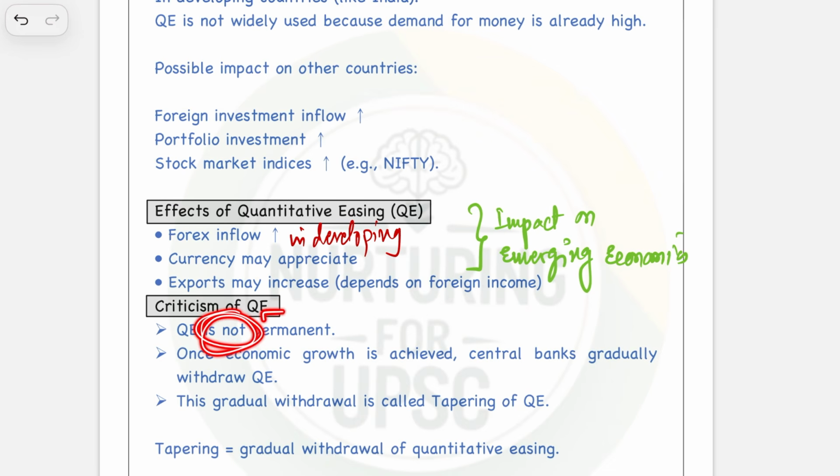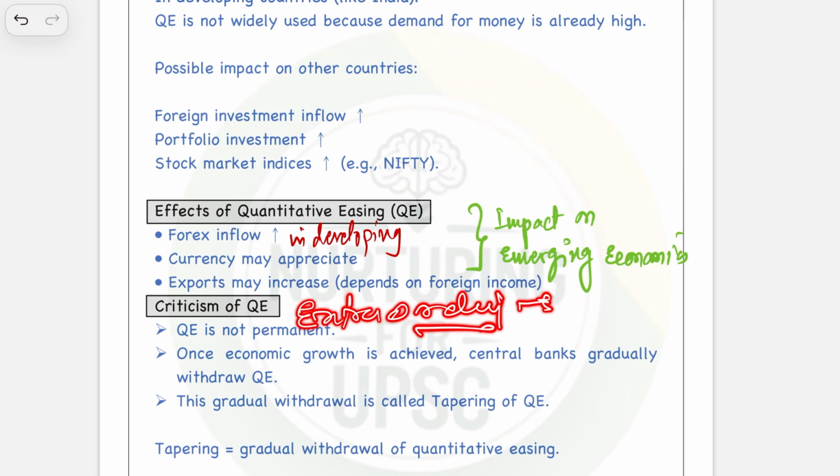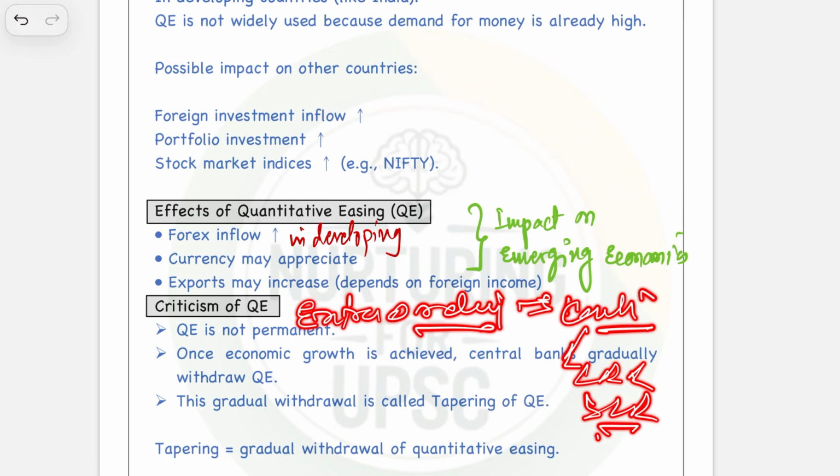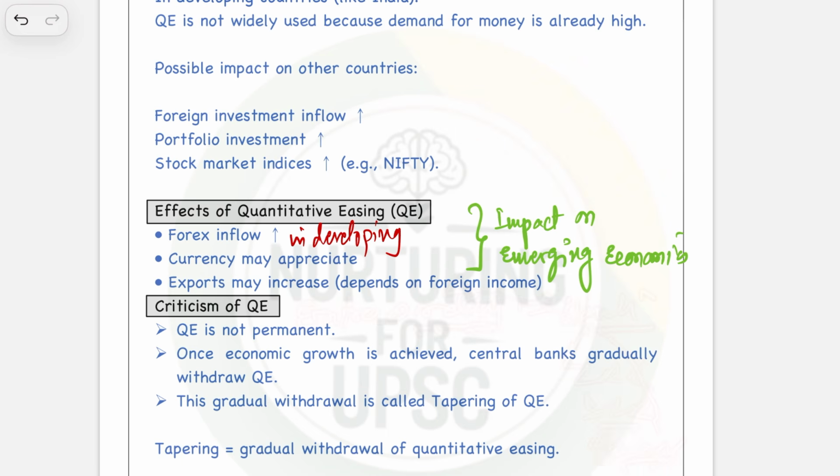quantitative easing is not a permanent measure; it's an extraordinary measure, and it's resorted to only in cases where the conventional instruments are not in place, like CRR, SLR, bank rates, swaps, etc. When these instruments are not working, then only do central banks resort to such a program of asset purchase. The other thing is that they have been resorted to in extreme situations, like that of COVID, like that of the 2008 subprime crisis, and so on.